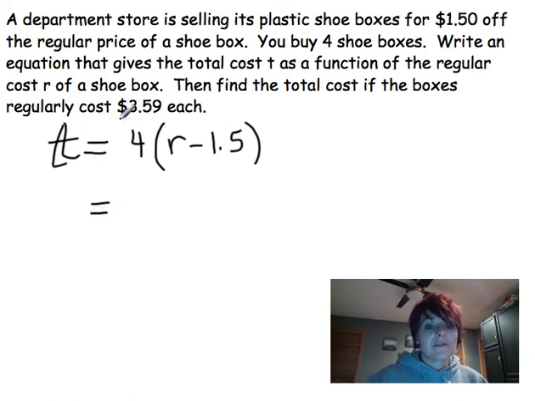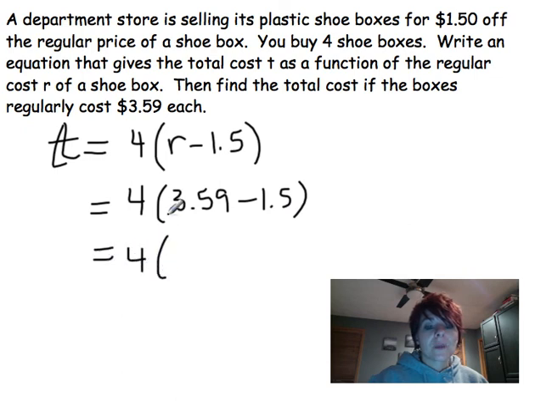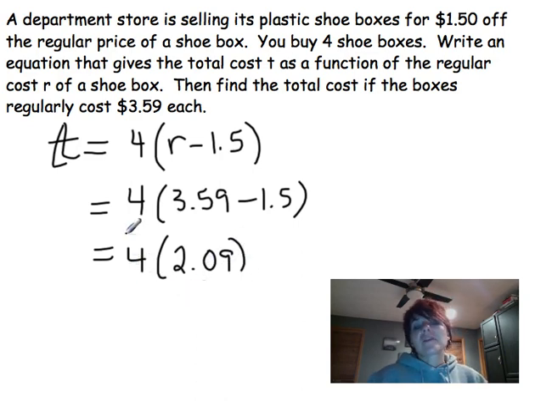Okay, now it says we'll find the total cost if the boxes regularly cost $3.59. So I'd go 4 times 3.59 minus 1.5. I'm going to go ahead and use the order of operations again because I like it better. So it'd be 3.59 minus 1.5. Well, that's going to be 2.09.